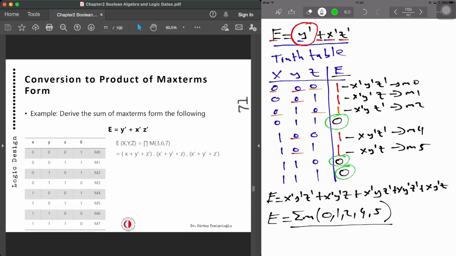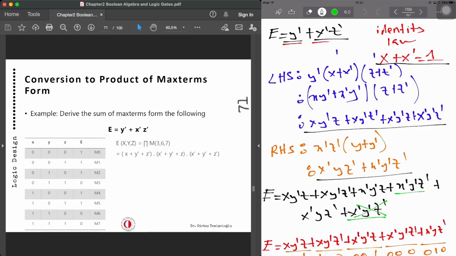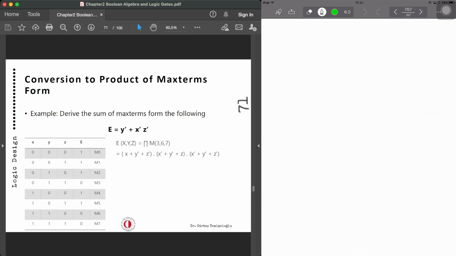And in order to write those, we can write it in the maxterm form, which is x plus y prime plus z prime, then x prime plus y prime plus z, and then the last one is x prime plus y prime plus z prime. And that will give us the maxterms. How about algebraic manipulation? That's a little bit tricky compared to the truth table method. And we are going to see that as well.